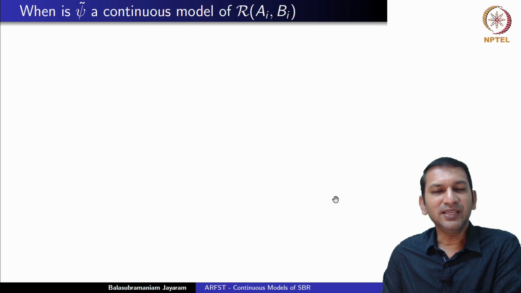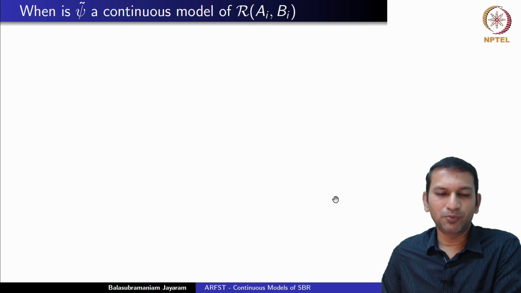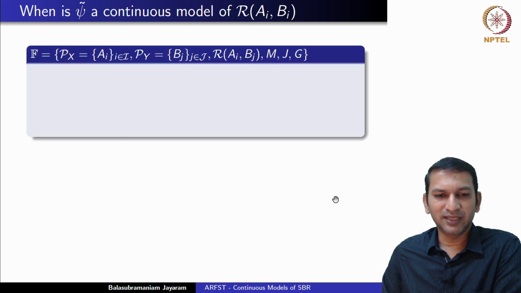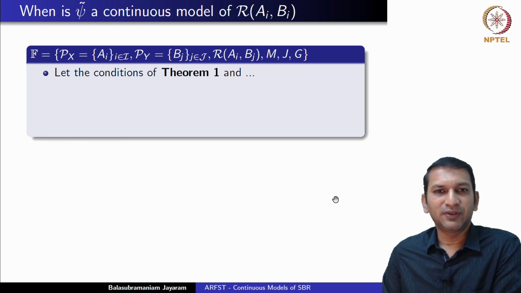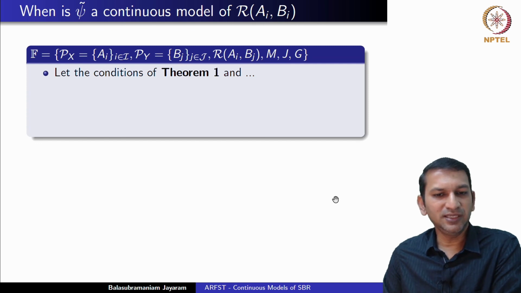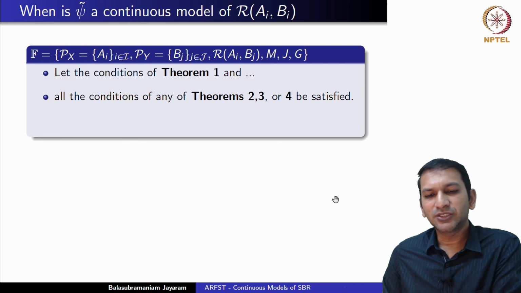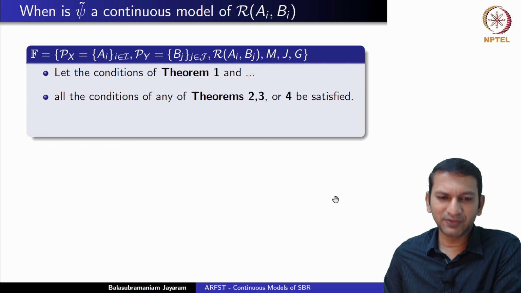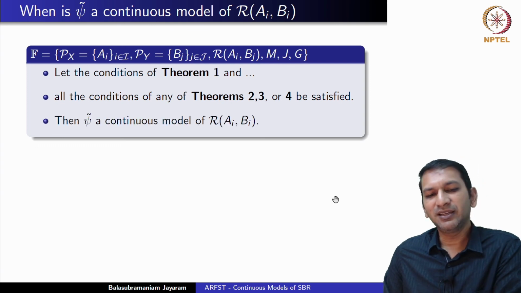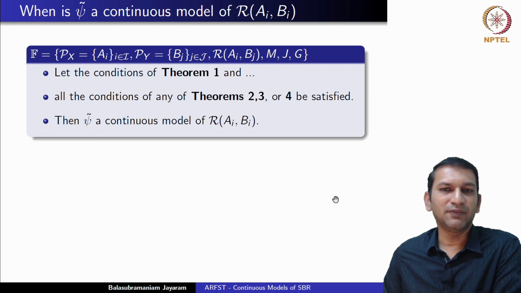Well, why discuss these interpolativity results? The question is, when is psi tilde a continuous model of the given rule base? Now, putting all of them together, it is clear that this is the form of the SBR that we are considering. If Px, Py, M, J and G satisfy all the conditions of theorem 1 and all the conditions of any of theorems 2, 3 or 4 which are required for interpolativity, then it is clear that psi tilde is in fact a continuous model of the given rule base.